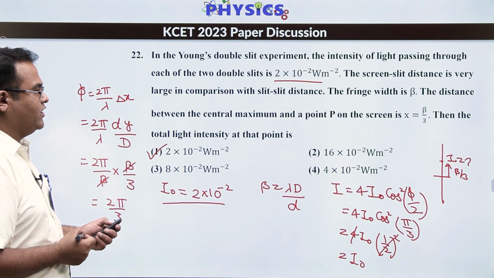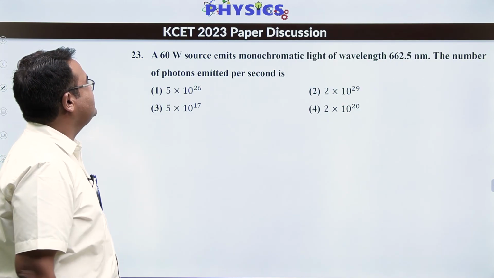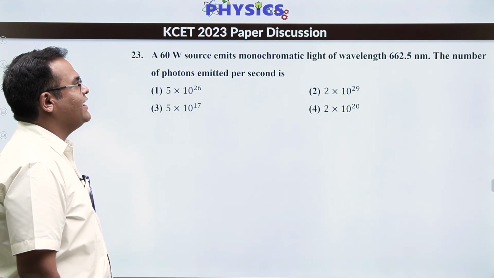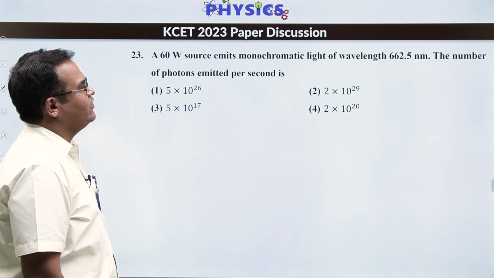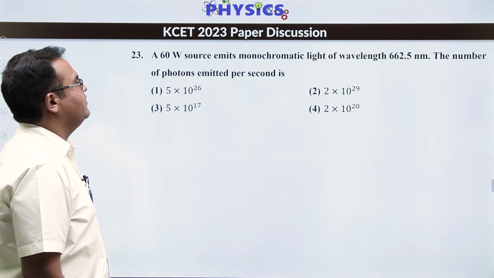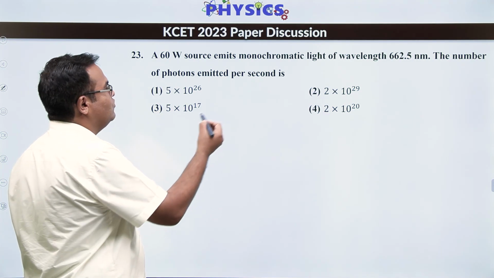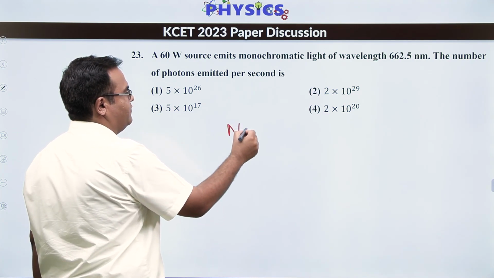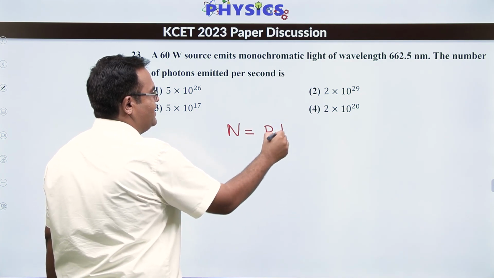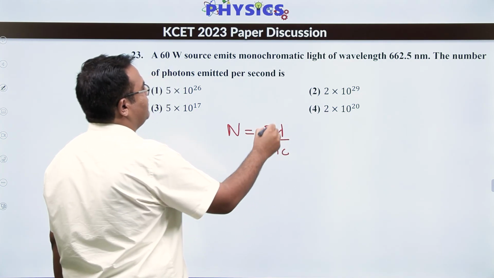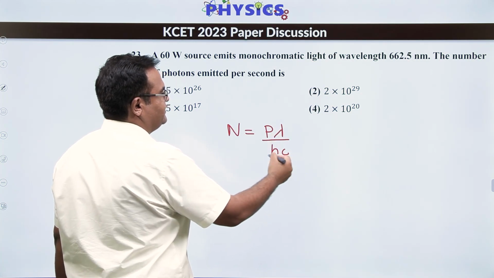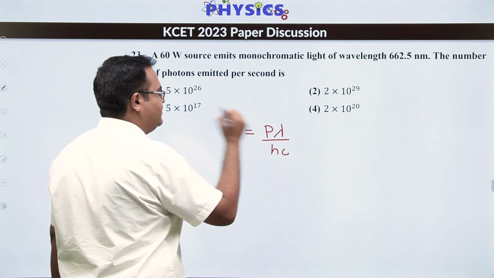Let us move to the next one. It says that a 60 watt source emits monochromatic light of wavelength 662.5 nanometer. The number of photons emitted per second are how many? Now, if we see, many of us know this formula, that number of photons emitted per second is given by P lambda by hc, where P is the power of the source, lambda is the wavelength, and h and c are Planck's constant and speed of light.